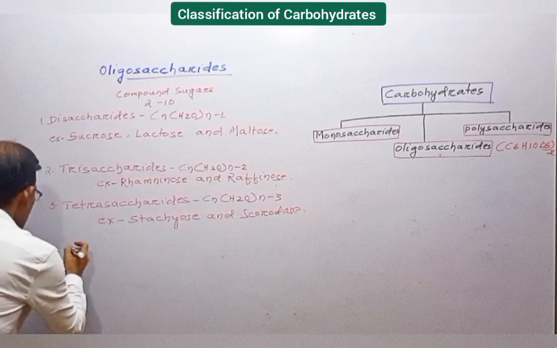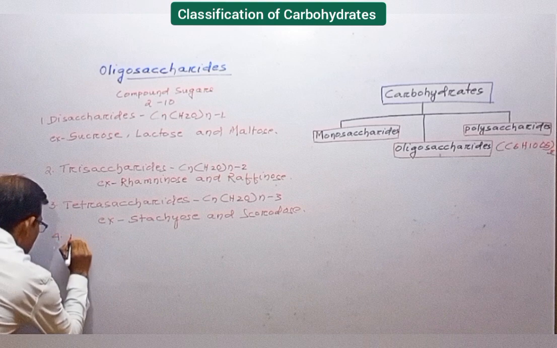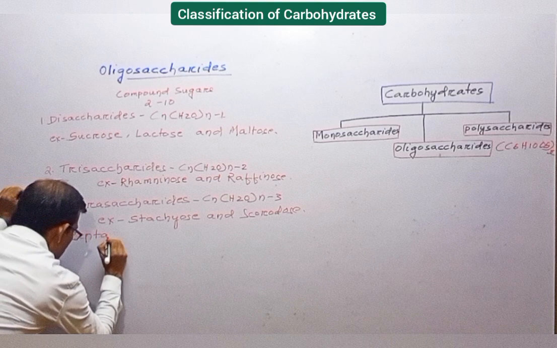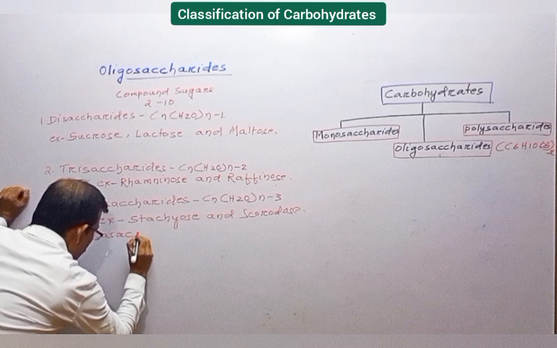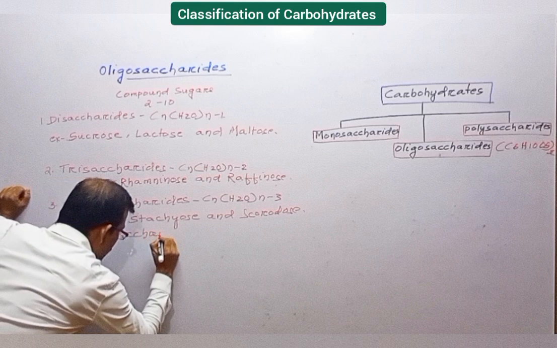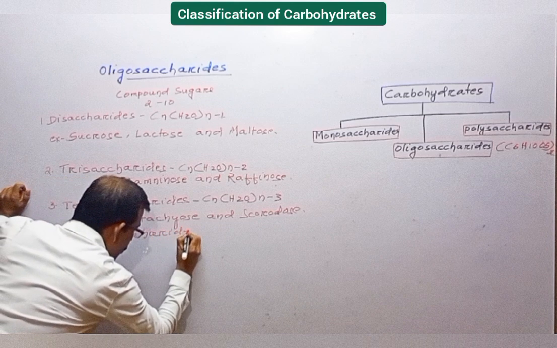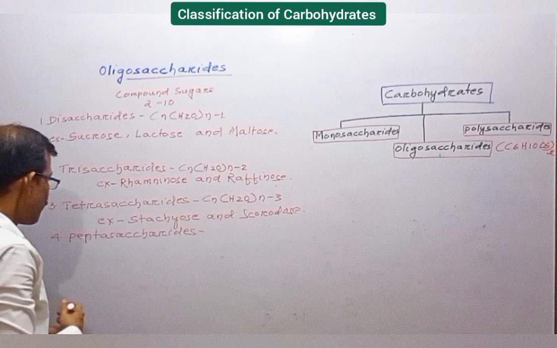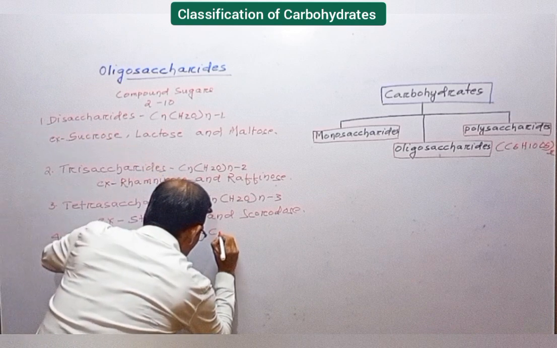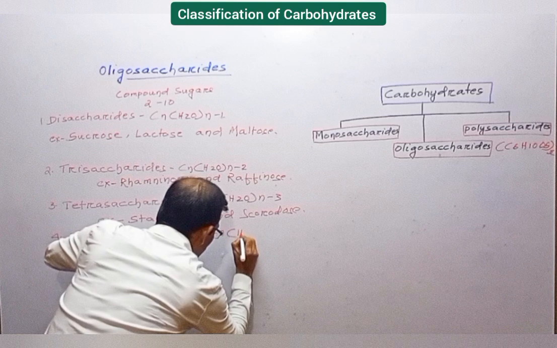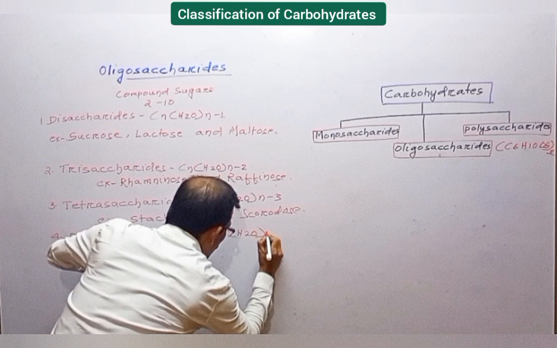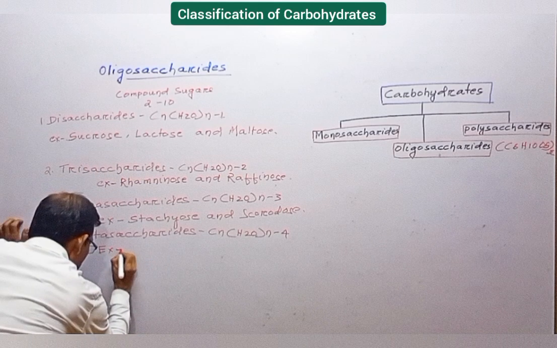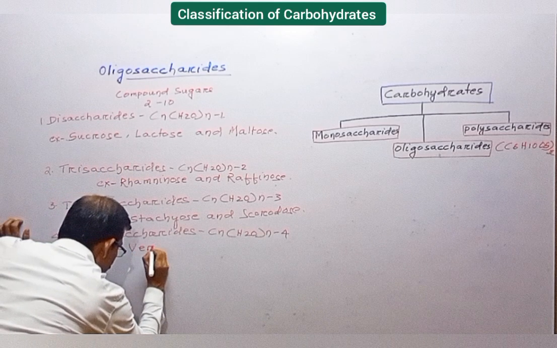Last one is pentasaccharides, which consist of 5 monosaccharide units. General formula is CnH2n-8On-4. An example is verbascose.